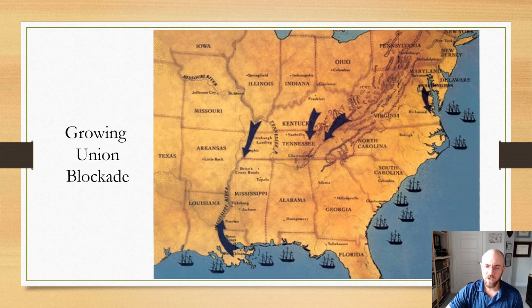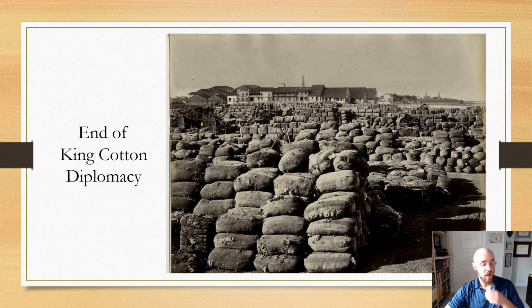By this point, the Union blockade is growing, getting more robust. And right as the Union blockade is becoming pretty much airtight, the Southerners decide we're going to stop withholding cotton and we're going to try to sell it. But now they can't because the blockade is too strong. So this King Cotton diplomacy plan has backfired terribly. When they could have sold cotton, they chose not to. Now that they want to, the Union Navy is preventing them from doing so.